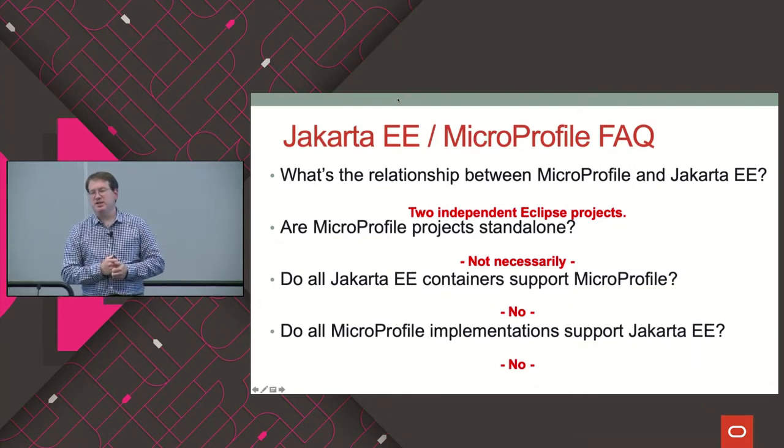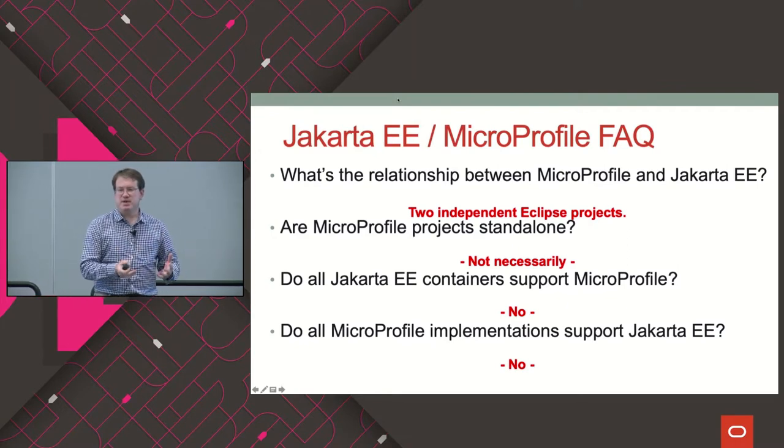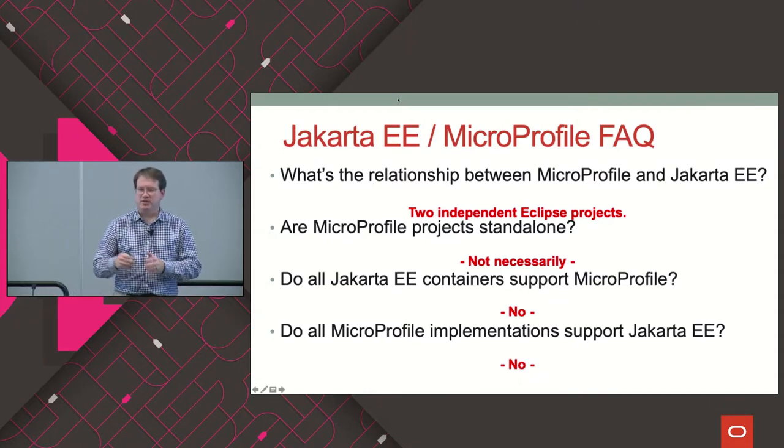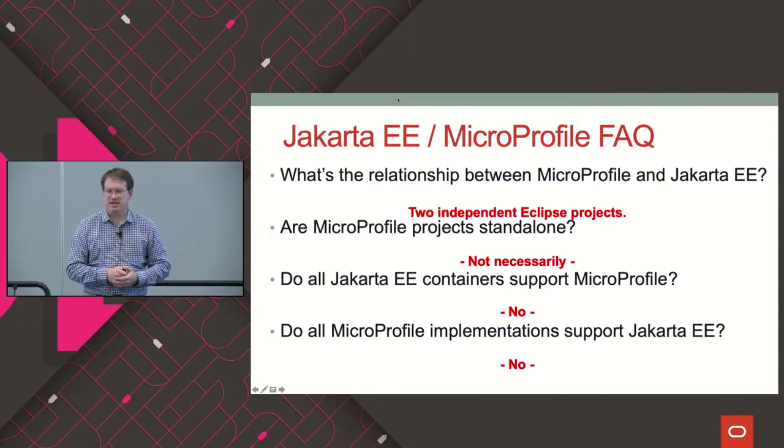Not necessarily. In the Java EE space in the past, you could take JSON-B and use that outside of a container. That's not necessarily true for the MicroProfile stuff. You can't necessarily take an implementation of, say, health check and add a health check into a Tomcat container, for example. Do all Java EE containers support MicroProfile? The answer is no to that, and I'll have a slide up there with which ones actually support it and which versions support it.